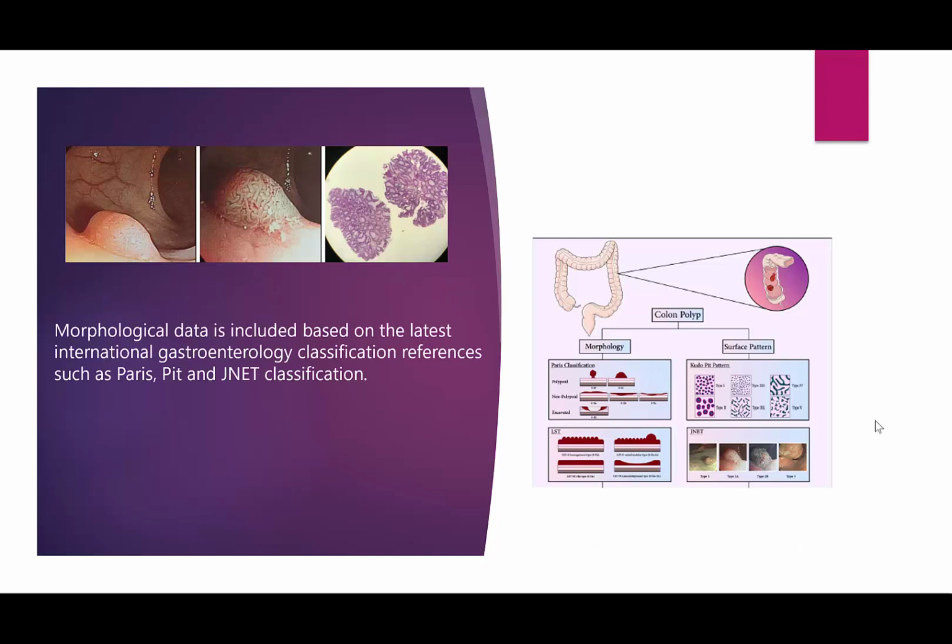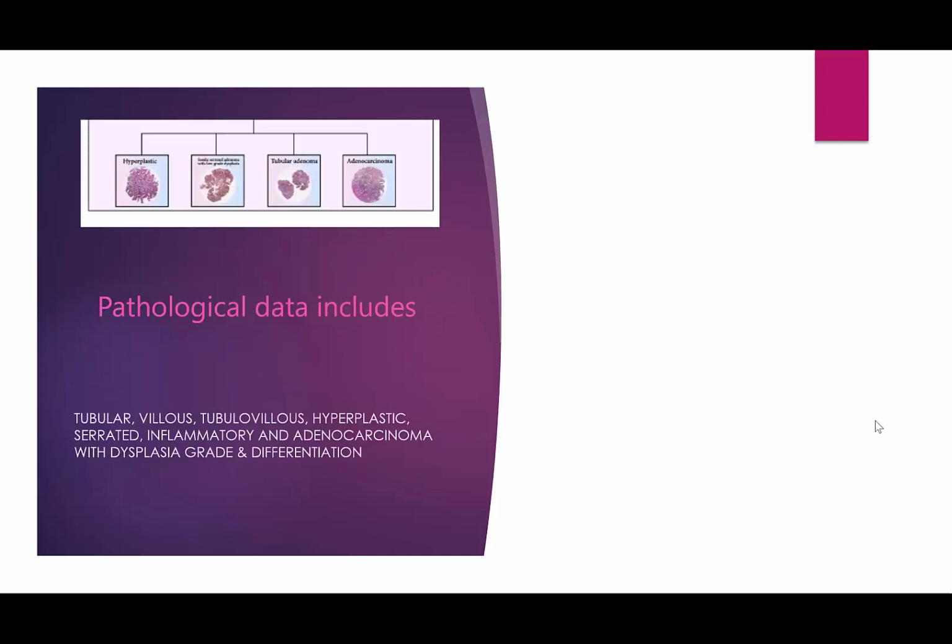Morphological data is included based on the latest international gastroenterology classification references, such as Harris classification, Pit pattern, and JNET classification. In the next episode, we will discuss the details of this classification more. Pathological data includes tubular, villous, tubulovillous, hyperplastic, serrated, inflammatory, and adenocarcinoma with dysplasia grade and differentiation.